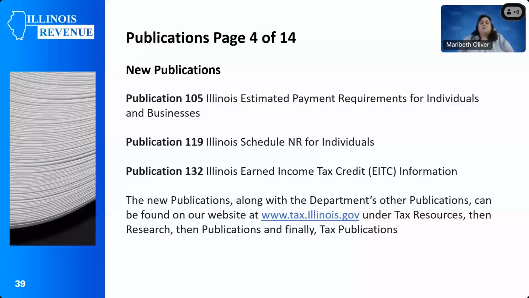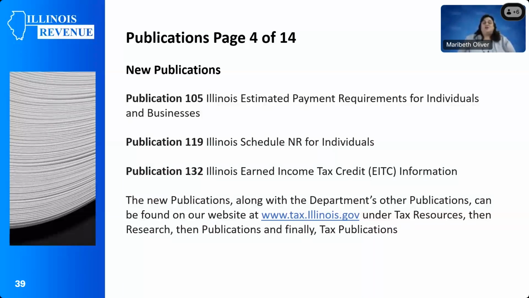We've also created publication 119. It is for non-residents, for the people who need to complete the Schedule NR, non-residents and part-year residents, because that tends to get a little tricky of what do I put where, when did I live where, and all of that. Then, you know how much earned income tax credit has changed just by how much time we've spent talking about it this morning already. Publication 132 is all about earned income tax credit.